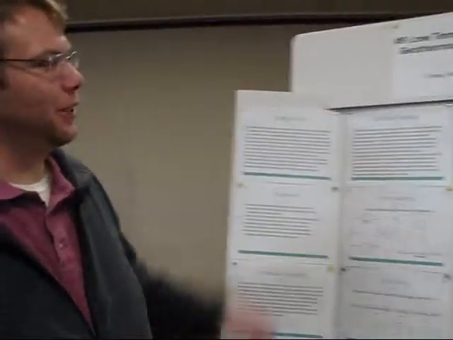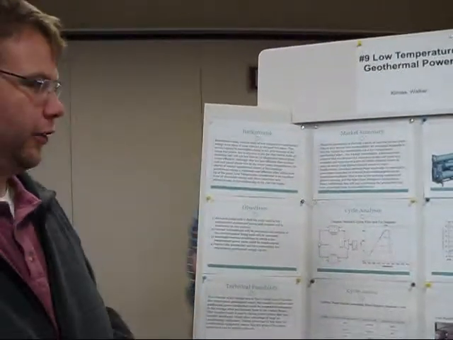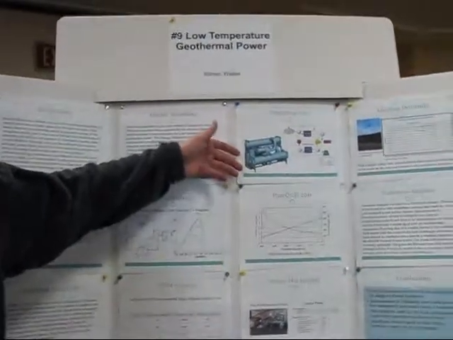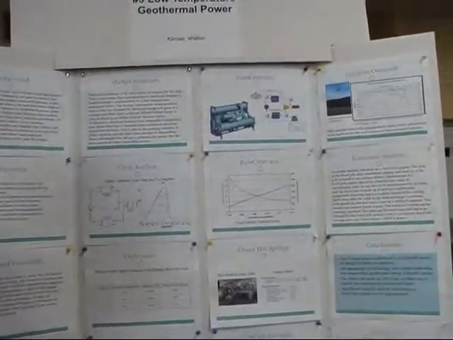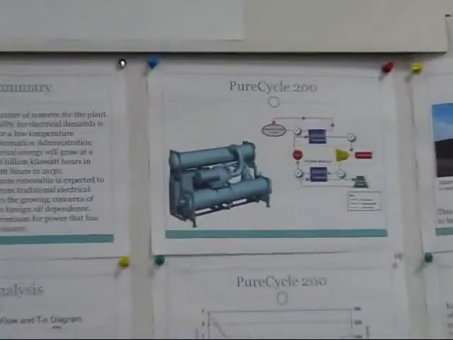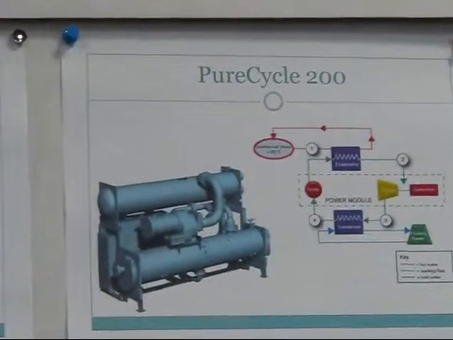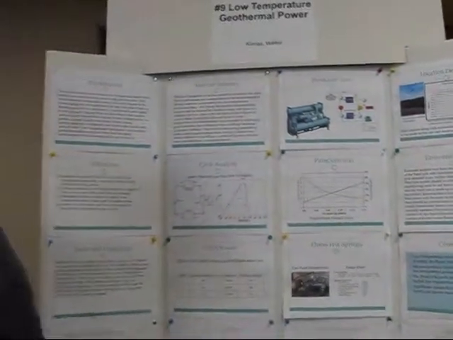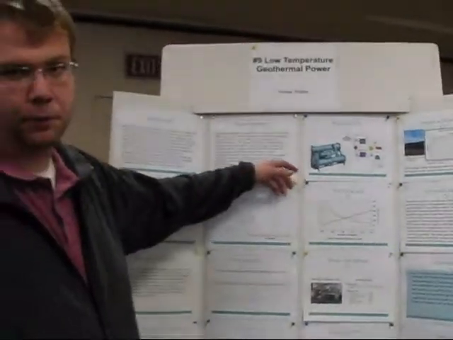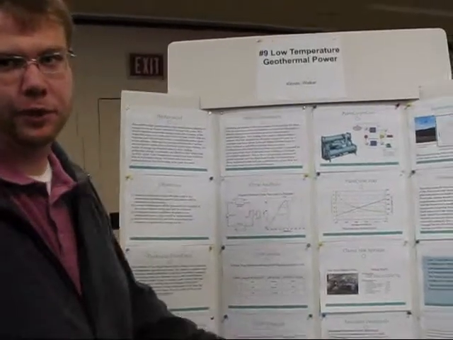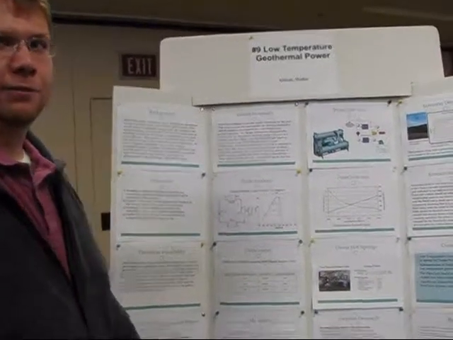So our project was low temperature geothermal, and with the new advancements in technology, they actually use old air conditioning equipment to run a Rankine cycle on. So they just reverse the compressor and run it as a turbine, thus creating power, thus making it a lot cheaper and more economical to produce power from low temperature geothermal water.